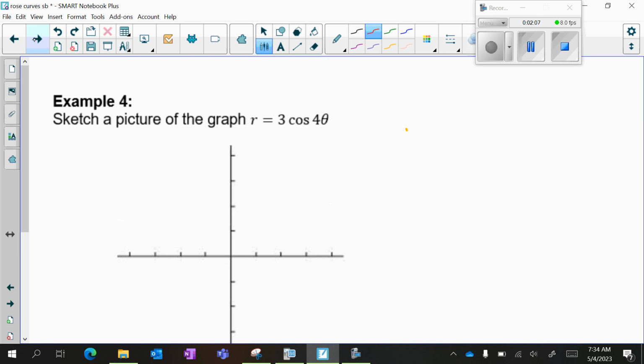Let's take a look at example 4. So here we go again. The length of the petals is 3. N equals 4. N is even, so 2n. 2 times 4 is 8 petals. So I need to know, where am I graphing? So I'm going to start with theta equals 0 to see if it's on the axis, because that's always the easiest. Otherwise, I'd have to figure out the angle measures that I would be dividing my quadrants into.